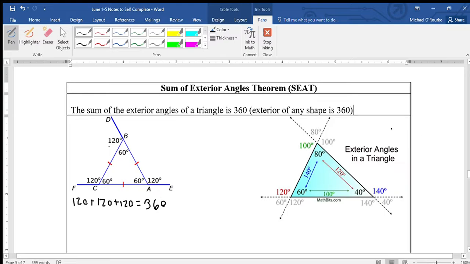Okay. And if we shift it around here, 60, 80, 40, right? We're going to get 120, 100, and 140. If you add those up, 120 plus 100 plus 140 equals 360. So the outside of the exterior angles of any triangle are going to equal 360. Okay.